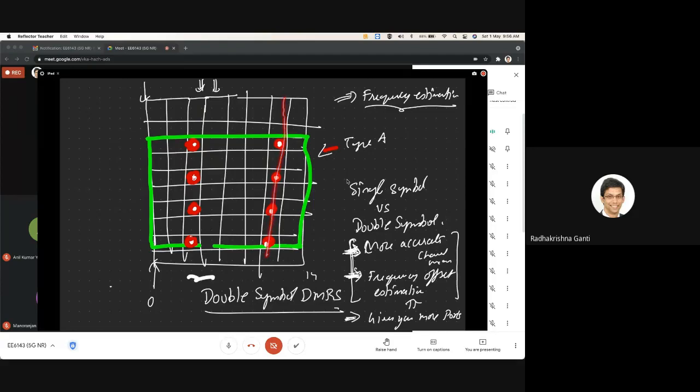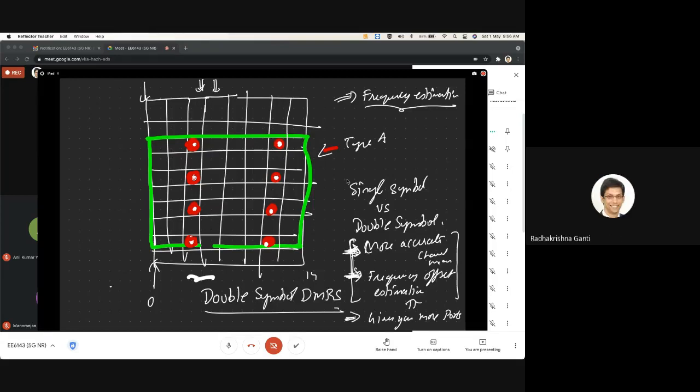Fine. So what you can do, then you can interpolate easily. Then you do interpolation across the time domain also. Okay. So you are going to see double symbol DMRS. Double symbol DMRS means essentially the DMRS is adjacent.